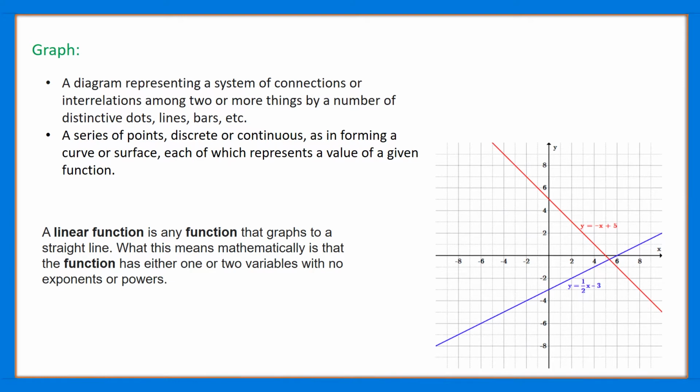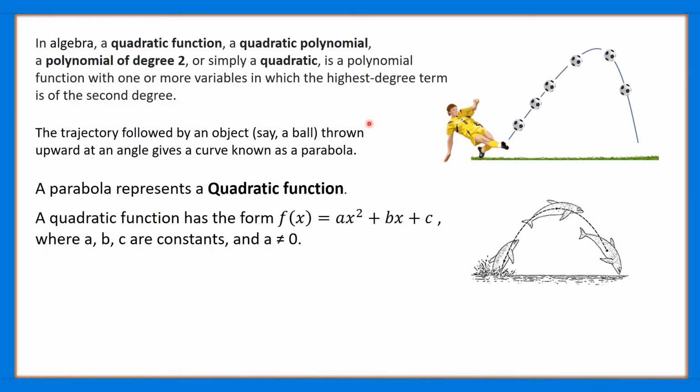Now let us move to the quadratic function. What is a quadratic function? In algebra, a quadratic function, quadratic polynomial or a polynomial of degree 2, or simply a quadratic, means quadratic function only. So a quadratic function is nothing but a polynomial function in which we have one or more variables, and among those the highest degree term, that is the variable which contains the power, and there will be at least one variable in which we'll have the degree as 2.